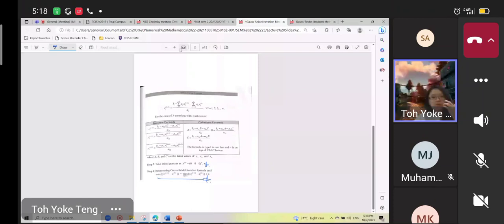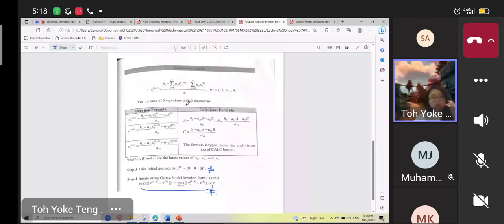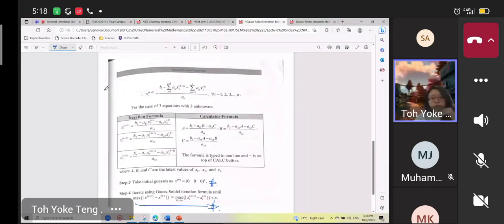Okay, all the discussion just now refers to these two pages only. 1, 2, 3, okay. So move to the next one.